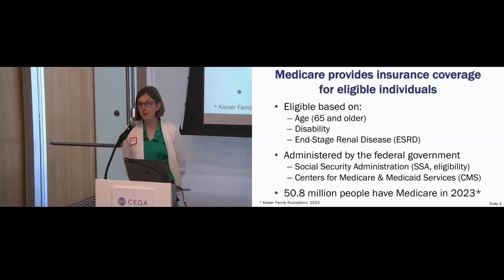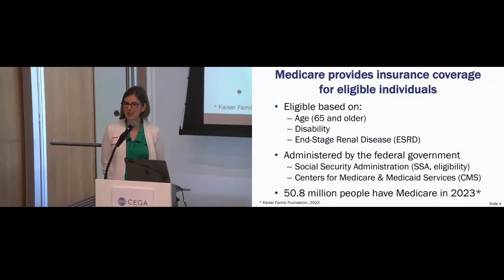Medicare is administered by the federal government. The first stage is eligibility, and that's determined by the Social Security Administration. And then once you're determined eligible for Medicare and you start to receive benefits, those are administered by the Centers for Medicare and Medicaid Services, or CMS. To give you a sense as to how many people we're talking about, if you're interested in thinking about generalizability beyond just the Medicare population, 50.8 million people have Medicare in 2023, so a sizable portion of the US population.